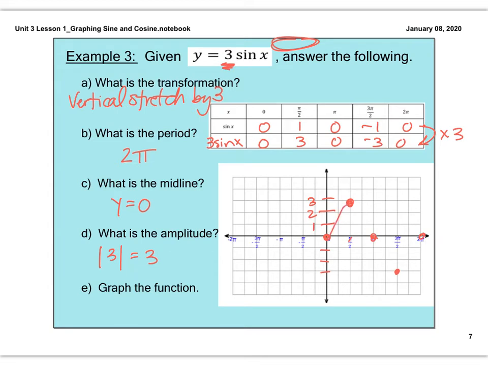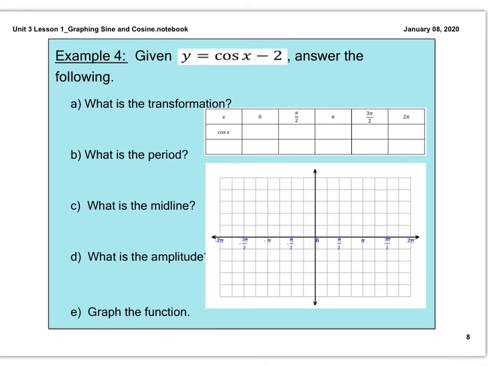And so you can see the start of the graph looks very similar to the first one, except the amplitude has changed by a scale factor of 3. And so I'm going to finish off my graph here quick. And there it is. Y equals 3 sine x. Okay, let's try another one.